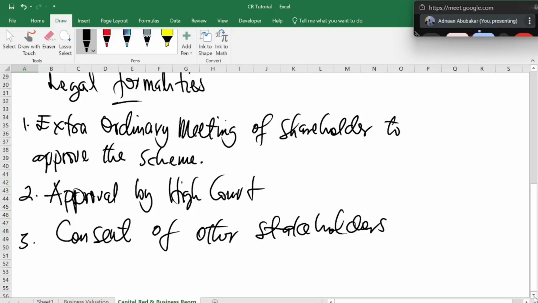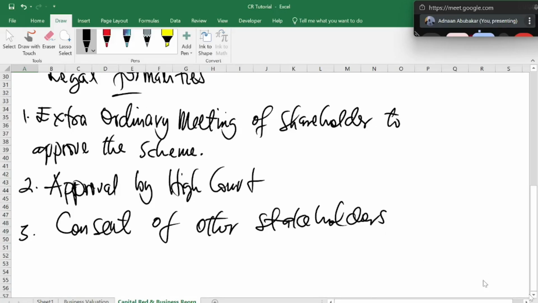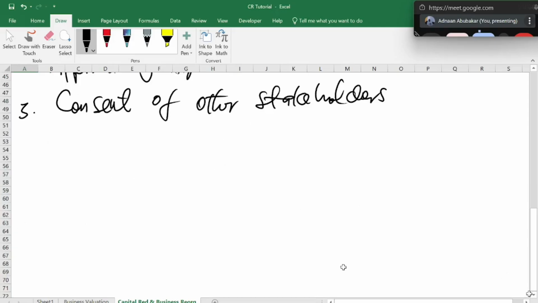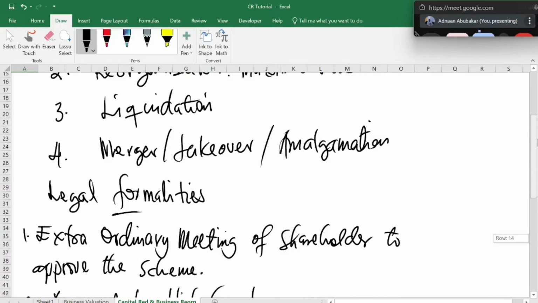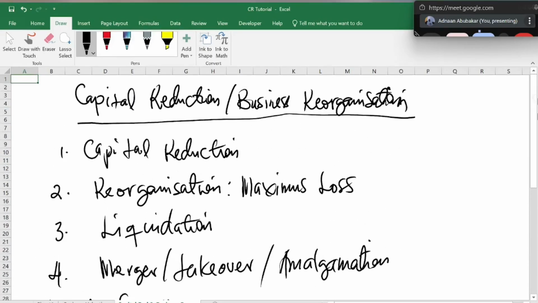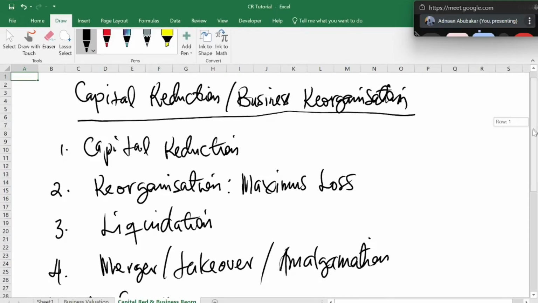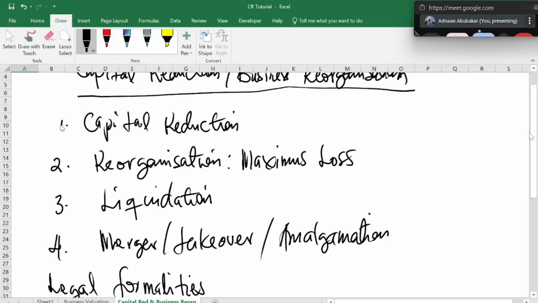So these are the three legal formalities that they will consider. Are you with me? Yes, sir. All right. So that is the three formalities they will consider. After you've considered these, after you've understood the formalities and the types of schemes, now I'm coming to start with the first one.